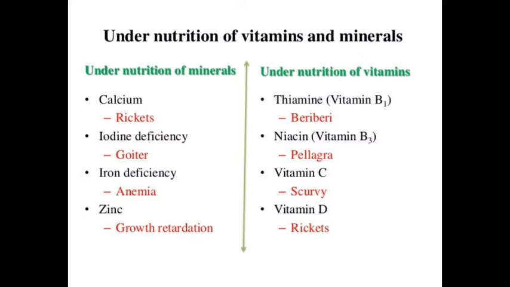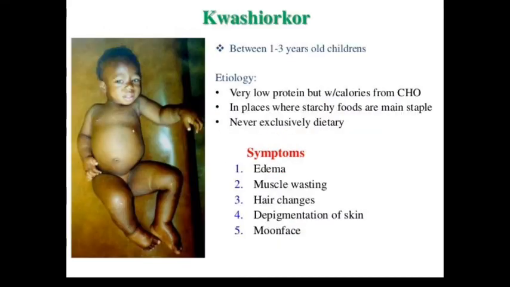Due to deficiency of vitamin C, scurvy occurs, and due to deficiency of vitamin D, rickets occurs. Now you can see the diseases which we have also studied earlier in our video lectures. Due to protein deficiency is Kwashiorkor.